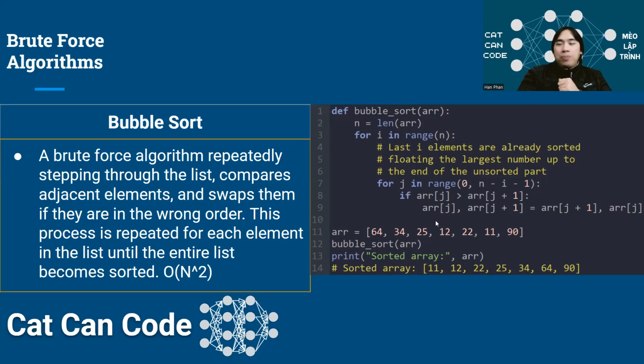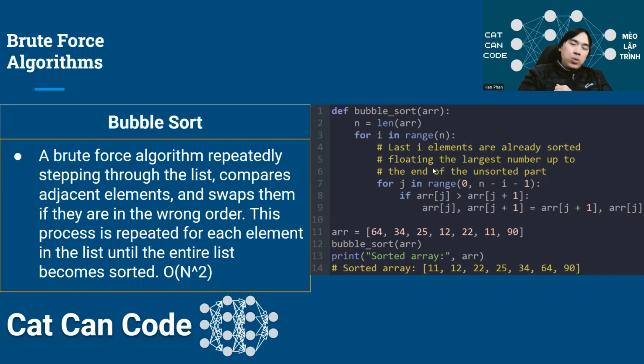Okay, so the bubbling happens when I compare two adjacent items, and then I swap them if they are in the wrong order. So I just put in an example to demonstrate that my algorithm works. And this is O(n) square as well.